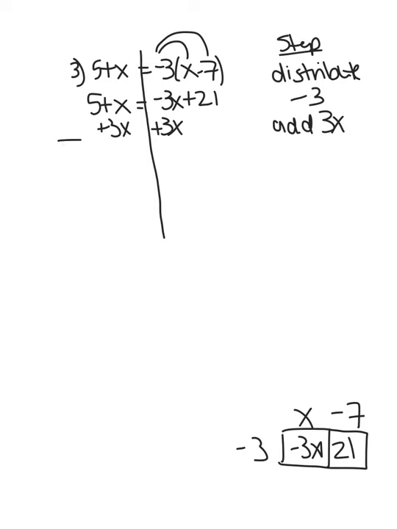You could pick either variable term to move, but you should move a variable term before you move the numbers. So 5 plus 4x equals 21. Now the variable x is on the left. We need to get rid of that 5 that's attached to it, so it's a positive 5. The opposite of positive is a negative, so we're going to subtract the 5 from both sides.